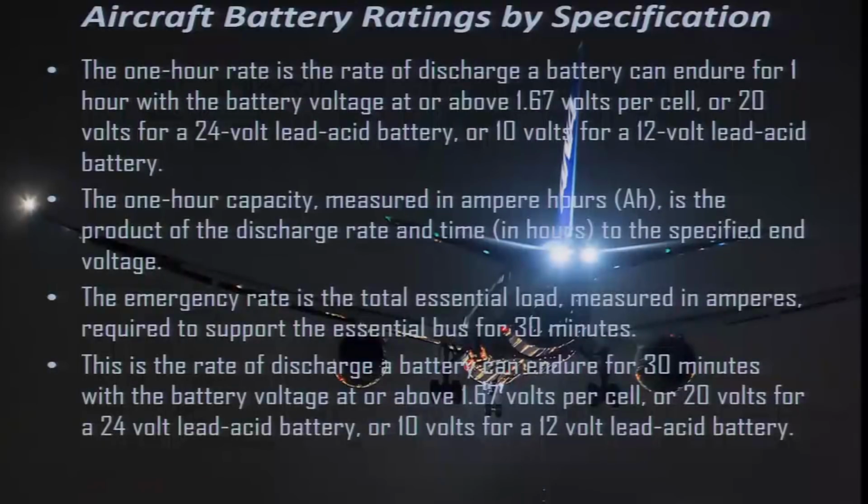This is the rate of discharge a battery can endure for 30 minutes with the battery voltage at or above 1.67 volts per cell, or 20 volts for a 24 volt lead acid battery, or 10 volts for a 12 volt lead acid battery.